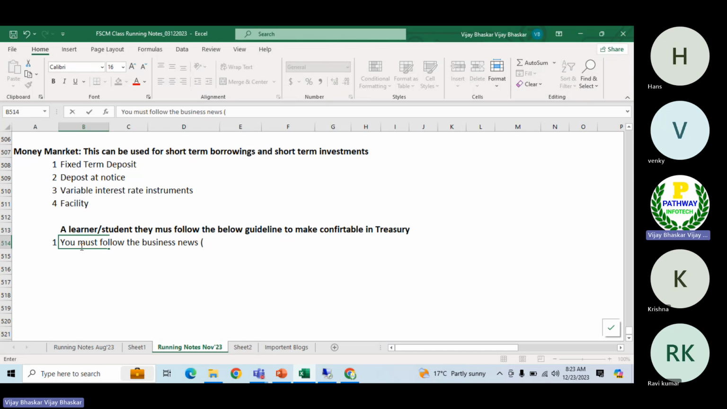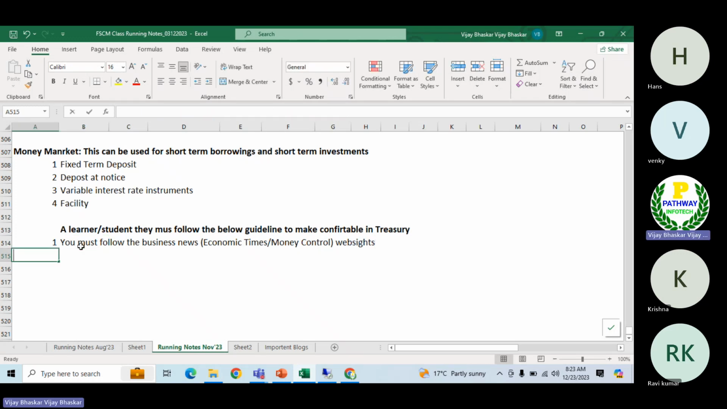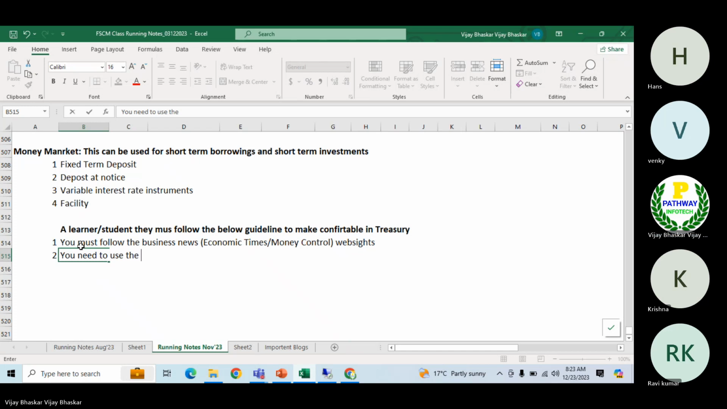Business news, either it could be the Economic Times, or I would say the Money Control websites. Money Control websites you must follow. Then the second thing is that you need to become familiar with the SAP Treasury terminology.